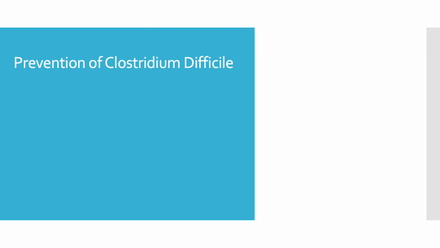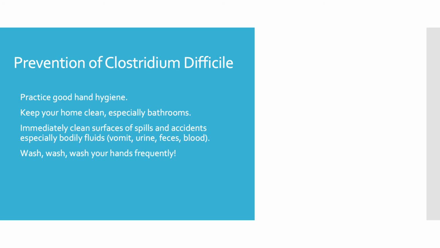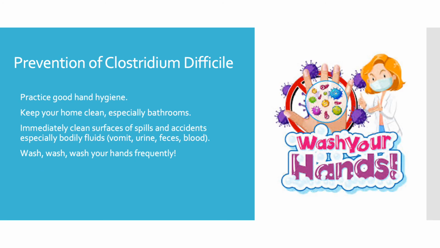How do you prevent Clostridium difficile? Practice good hand hygiene. Keep your home clean, especially your bathrooms. Immediately clean surfaces of spills and accidents, especially bodily fluids, such as vomit, urine, feces, or blood. And wash your hands frequently.